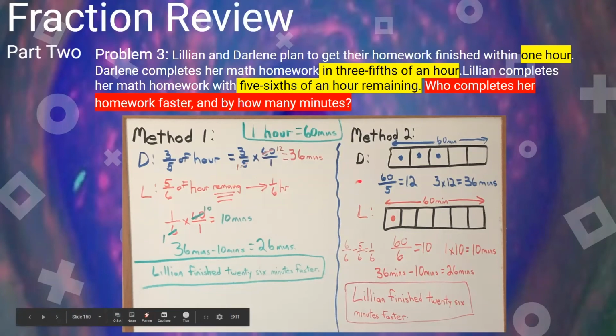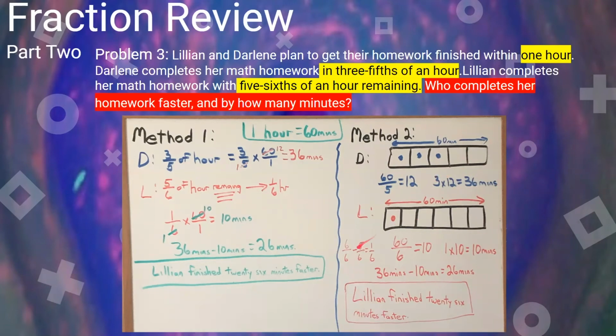Now, if you wanted to use a tape diagram, we can look at method 2. First, we know Darlene worked in 3/5 of an hour. So we're going to break our tape diagram into 5 parts, 1/5, 2/5, 3/5, what she worked, 4/5, and 5/5. We knew our whole was 60 minutes. So we know that 60/5 is the same as 12 for each 1/5 unit. So 12 minutes, so 3 units multiplied by 12 is going to give us a total of 36 minutes. It took her 36 minutes to complete her homework.